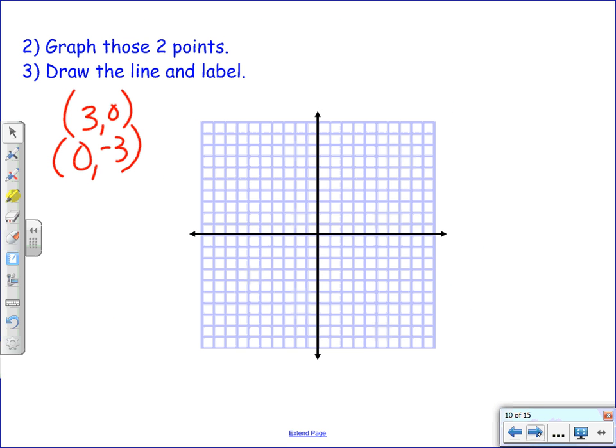Yes, okay, good. All right, so 3, 0, we go and label our x and y axis. 3, 0, and 0, negative 3. We draw a line to connect the 2 dots and actually extend the line and put an arrow on the end. There's our line. And then the last thing you do is you actually label the line. The name of this line is y equals x minus 3. So we graphed the 2 points and we drew the line and we labeled it.